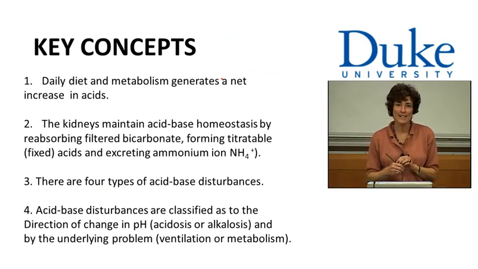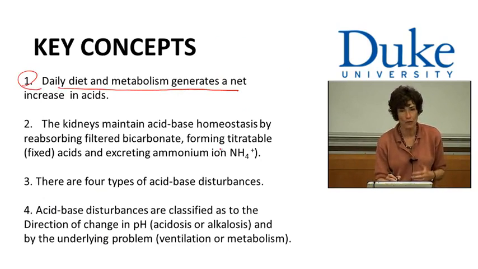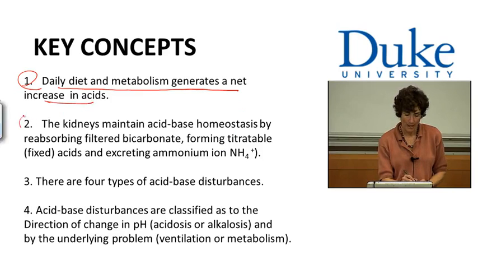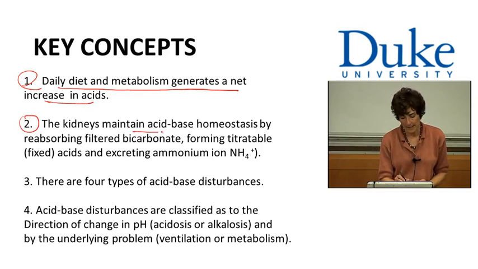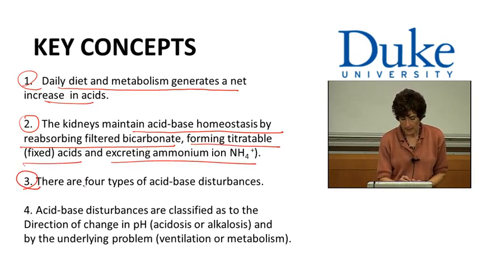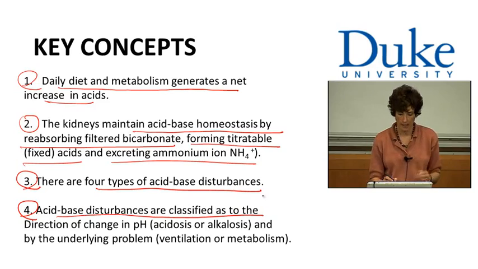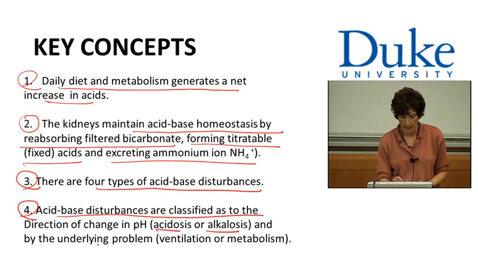All right, what are our key concepts? The key concepts then are, 1, our daily diet and metabolism generate a net increase in acids. 2, the kidney maintains acid-base homeostasis by reabsorbing filtered bicarbonate, forming titratable fixed acids, and then excreting the ammonium ion. 3, there are 4 types of acid-base disturbances that the body can be presented with. And 4, the acid-base disturbances are classified by the direction of change of the pH, so it's acidosis or alkalosis, and by the underlying problem, which is ventilation or metabolism.